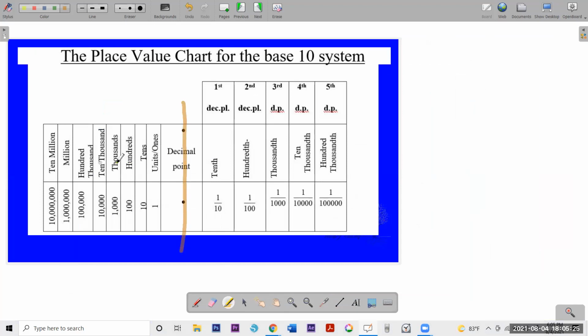Anything on the left-hand side of the decimal is considered a whole number. Anything on the right-hand side is what we call a fraction number, a decimal number. We're going to use some examples to highlight this. For example, if I have 3.62, which section would be our whole number? What digit represents our whole number here?